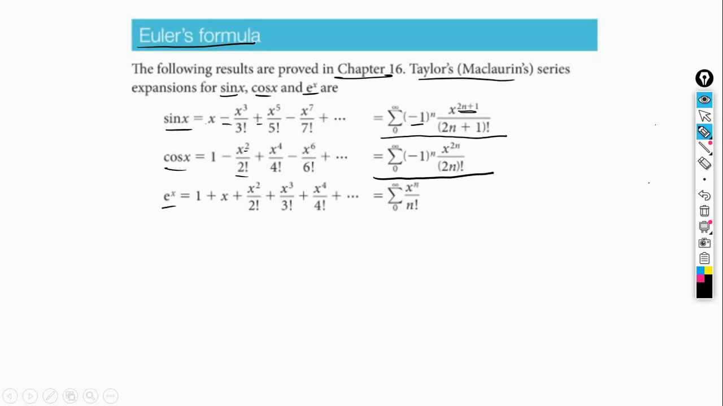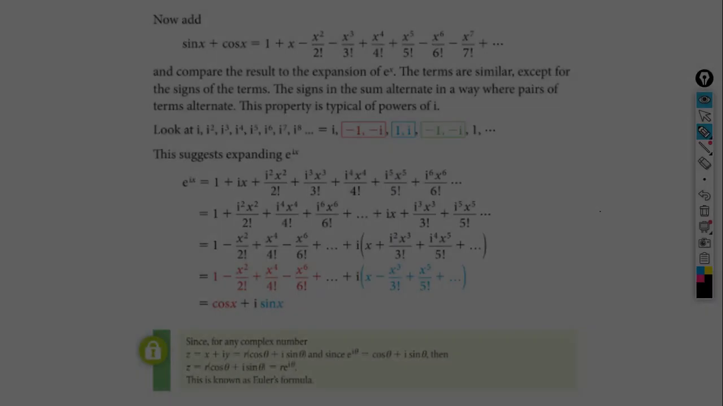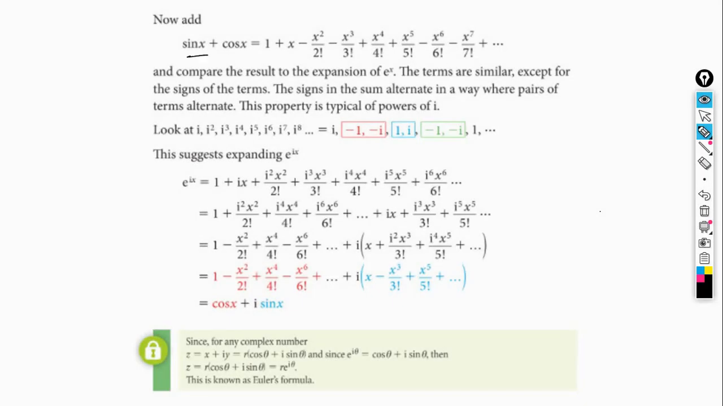Now e to the x is very interesting because in this case, you have a sequence that follows the natural numbers starting with 0. So notice that it's just 0, 1, 2, 3, 4, and the denominators are 2 factorial, 3 factorial, 4 factorial. So ideally, we could probably find a way to combine these two and get this. So in the next page, we have sine of x plus cosine of x, and it's just a combination of those two series that we saw. And notice that now we would have the even terms as well as the odd terms.